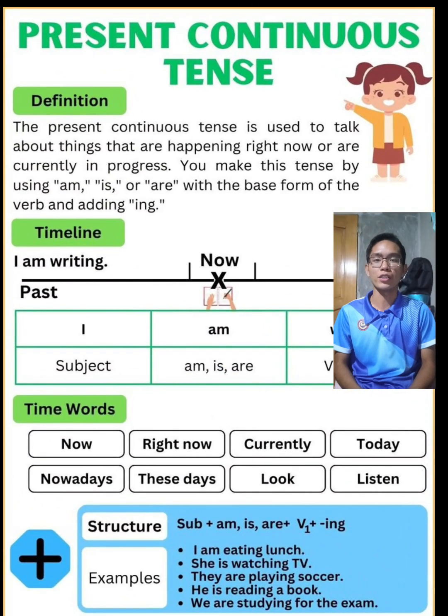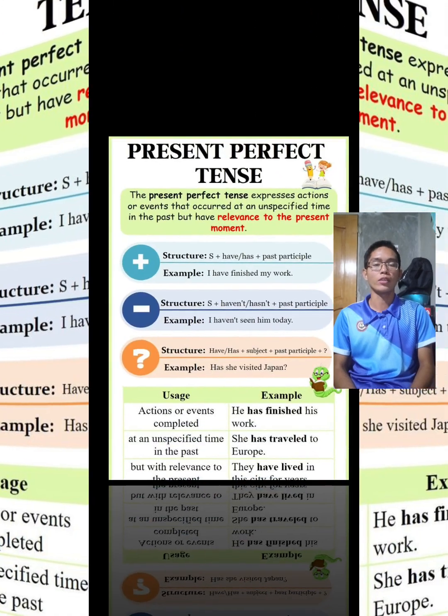Present continuous tense is formed using the present tense of the verb to be and adding the ing form to the main verb. For example, I am studying English. So, I am studying English right now. So, the action is happening right now. Another example is she is cooking dinner. So, cooking there is an action that is happening right now.